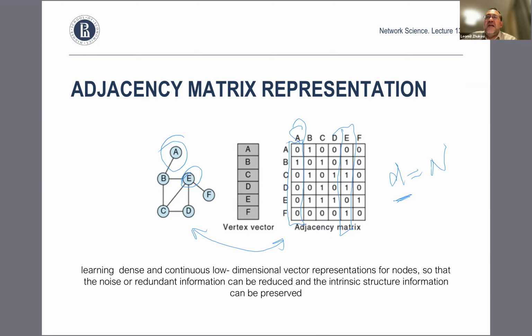So though it is some sort of embedding, some sort of representation, right? Every node has its vector representation. This is not what we're looking for. We're looking for something a bit more optimal and something that can help us with our problems.